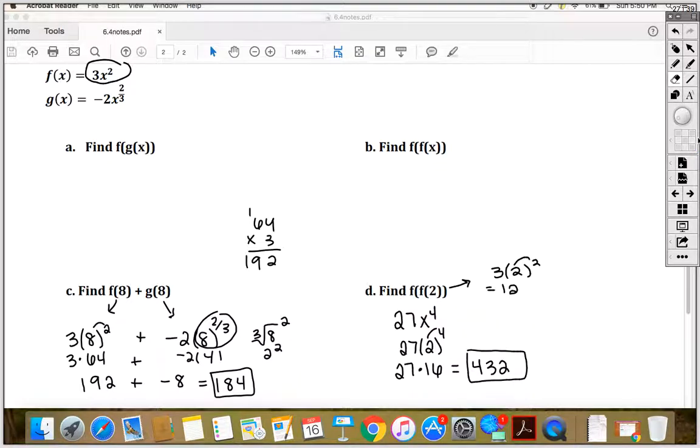Then I could have taken 12, my answer I just got, and plugged that into x right here. So then I could have done 3 times 12 squared. 12 squared is 144. 144 times 3 is 432. I got the same thing either way. So I could either do f of x first, and then plug the 2 into my answer. Or I could plug 2 into f of x, get my answer of 12, and then plug that into f of x. So two different ways you can do that.